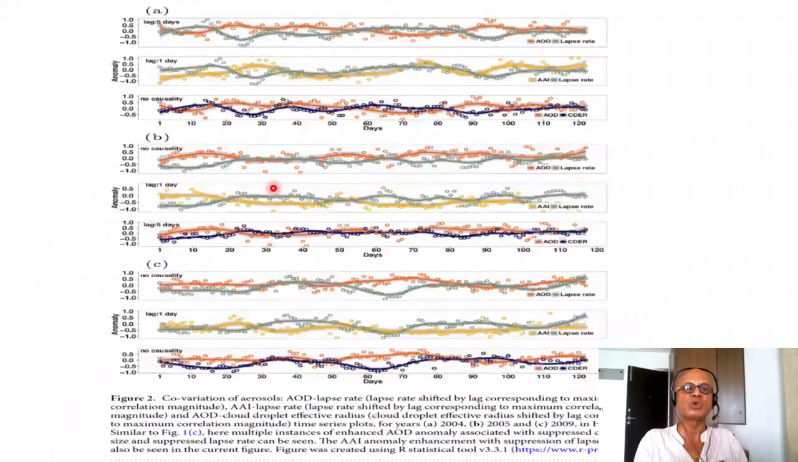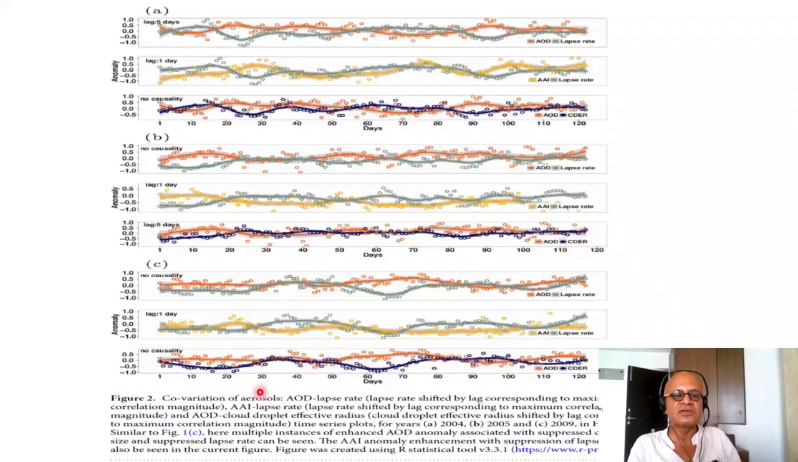And they also show figures of aerosol optical depth and lapse rates and at different lags, so lag 5 days, lag 1 day, and here no causality is inferred. And here we are looking at again, so these are absorbing aerosol indices and looking at lapse rates and cloud droplet effective radius.